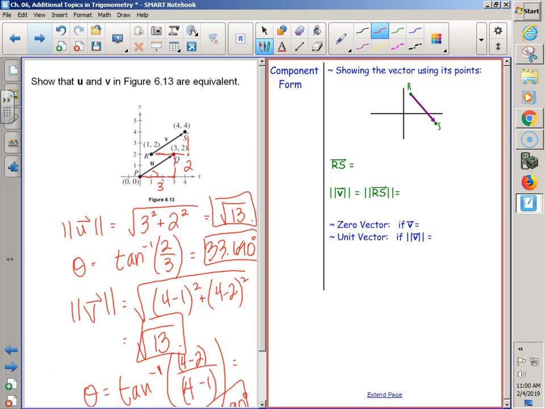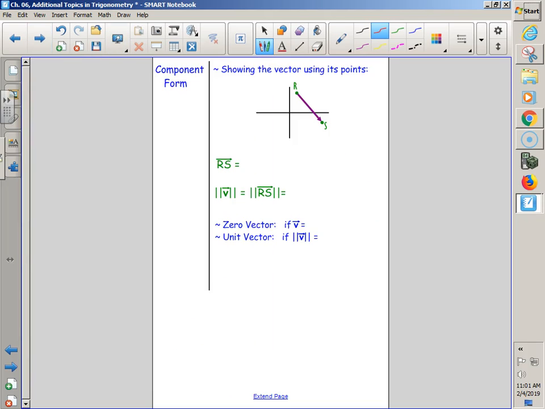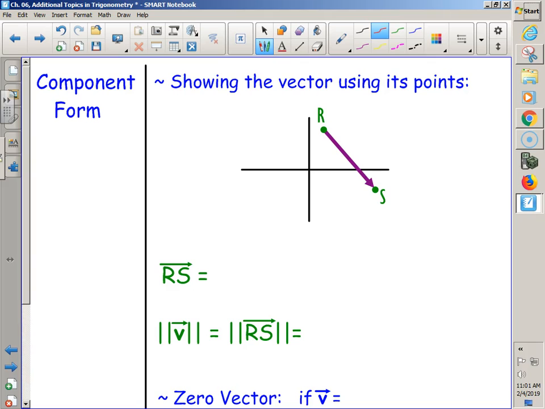We were just saying, just to show they're equal, just to show that they are the same length and the same angle, we had to break down and figure out change in x and change in y for both the angle and the magnitude. So let's talk about that. Component form. Breaking a vector down using its points. Magnitude and direction isn't bad. It is the big idea for vectors.